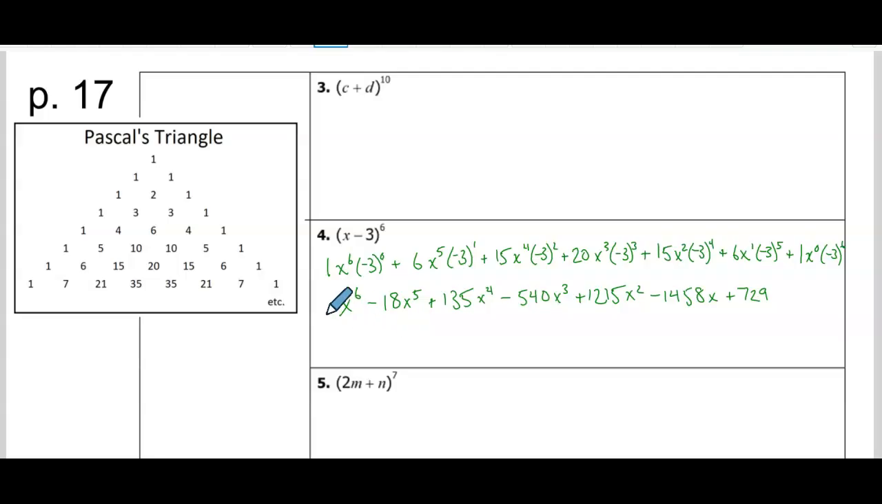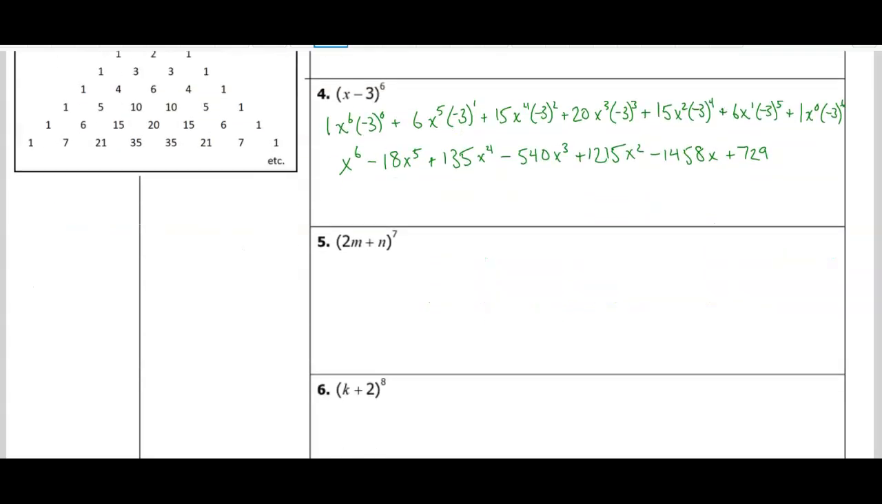Okay, so you notice the signs, they're alternating, and that's because the types of powers I'm using are alternating. So even, odd on the -3s, even, odd, even. Every time I have an even, it's a plus. Every time I have an odd, it's a minus. So it's just going to alternate.